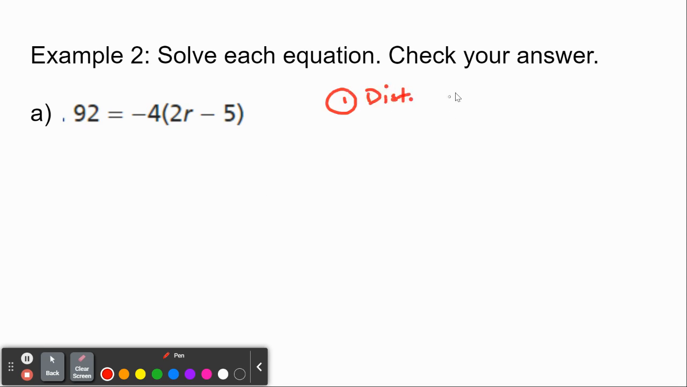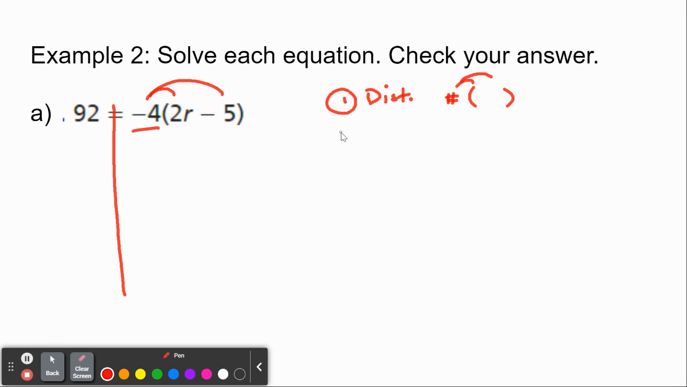Now remember, distribution is when you have something on the outside and you have multiple things on the inside, and you're going to distribute that number on the outside to each of the inside things. Remember, this means multiplication. So I'm going to draw my line down the equal sign. So we have the distribution on the right hand side. So we're going to distribute this -4, right? It's a -4 to the 2r and to the -5.